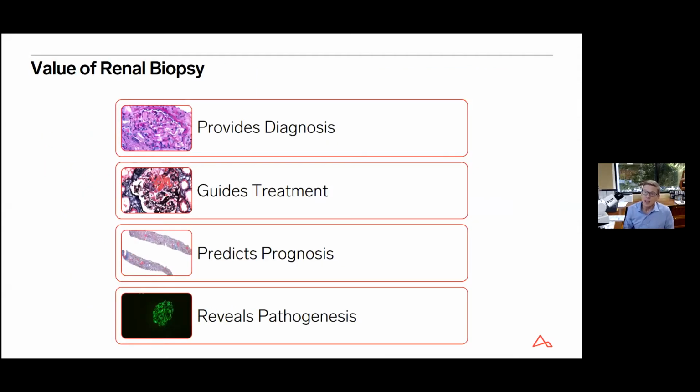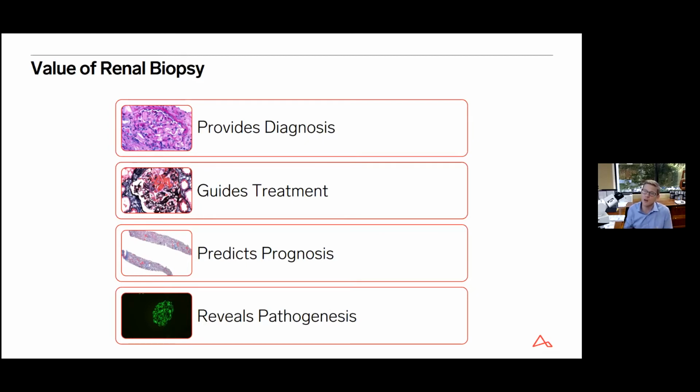So why do we perform these? Well, these are the main reasons. There's really no other way to definitively diagnose the cause of a patient's kidney dysfunction. Now, we can presume the diagnosis or the underlying cause of a patient's kidney disease based on their medical history, but sometimes it's just not clear based on the medical history what's actually causing the kidney disease. And in those situations, a renal biopsy will be performed.